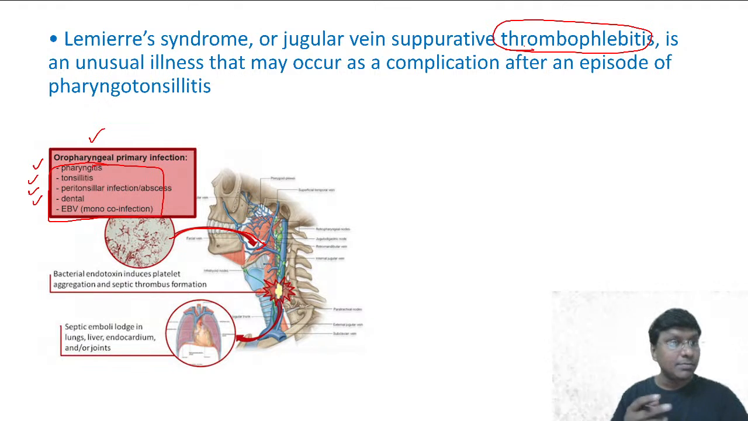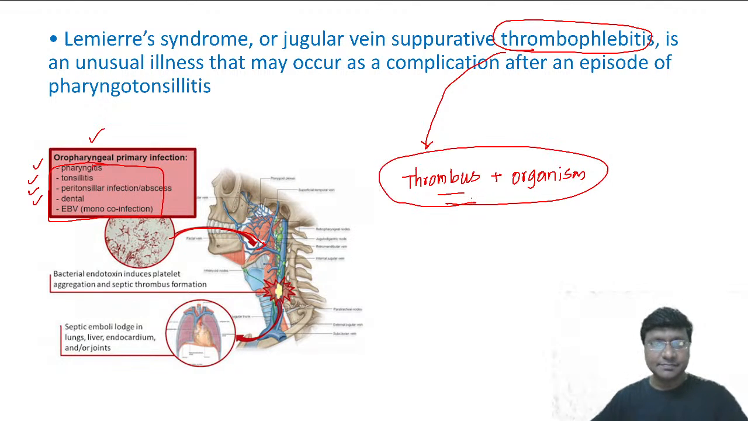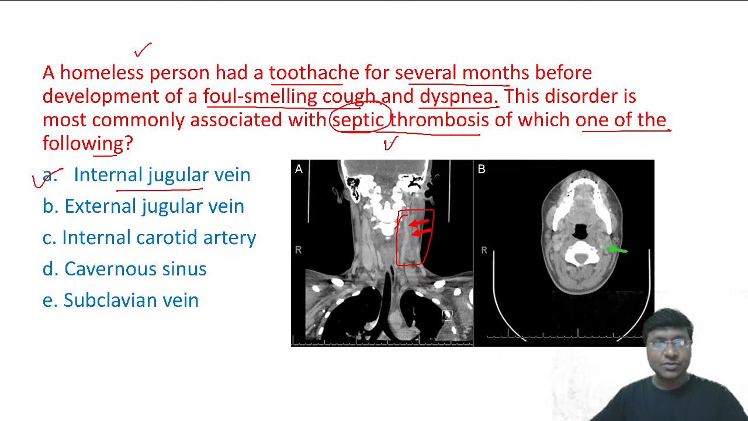Secondary to this thrombophlebitis, there will be stasis of the blood and there can be thrombus formation. And this thrombus also contains the organism. Because the thrombus contains the organism, this is considered septic thrombosis.